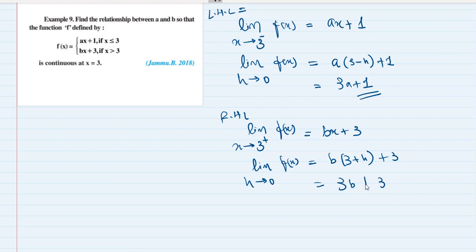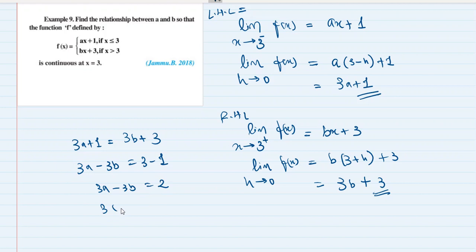Now we know that RHL and LHL are equal. Why? Because the function is continuous at x is equal to 3. So we just simply equate LHL and RHL. So 3a plus 1 is equal to 3b plus 3. So that is 3a minus 3b is equal to 3 minus 1. So 3a minus 3b is equal to 2. So 3 bracket a minus b is equal to 2. So a minus b is equal to 2 by 3. That's the relationship between a and b if the function is continuous at x is equal to 3.